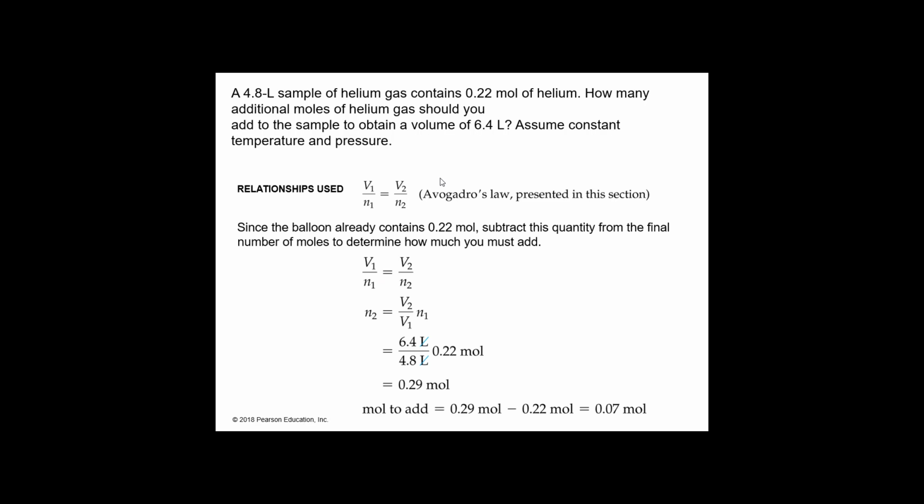So we're going to plug this in. Here's Avogadro's law. We set it up and isolate n2, which is what we need. Plug in everything from our variables, and we end up with 0.29 moles. However, the final answer is not this. We need to know how many additional moles of helium you should add to the sample to obtain a volume of 6.4 liters. So in this case, it is 0.29 mole minus 0.22 mole, and the answer is 0.07 mole.